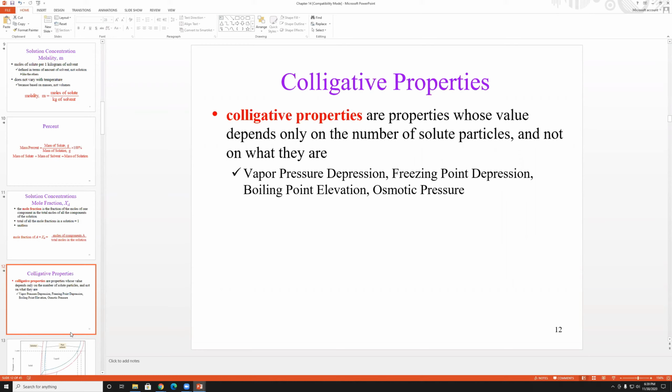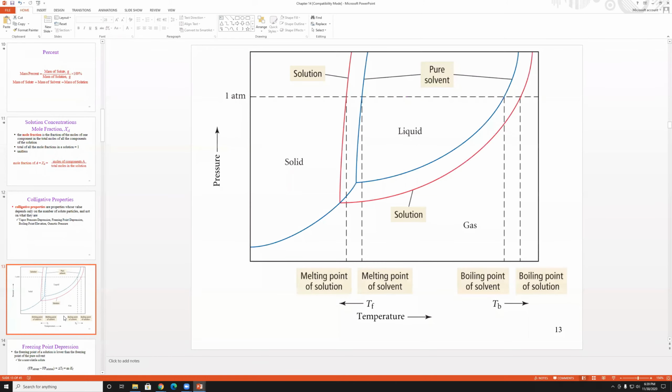elevation, and osmotic pressure. In simple terms, if you put a bunch of ions in and increase the salt concentration of water, it depresses the freezing point and it elevates the boiling point. And also it changes the osmotic pressure because that's the concentration. All right. So here's what the new curves look like.